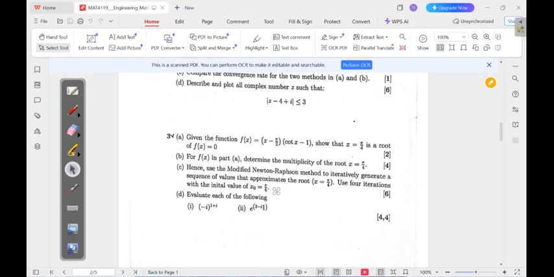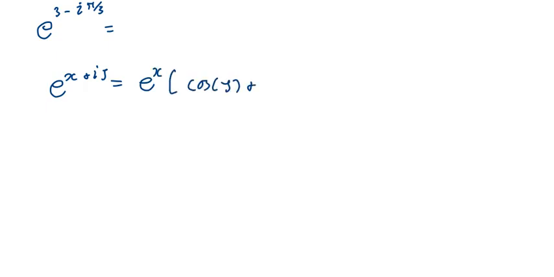Question 3d2. Okay, we have e to the power 3 minus i pi over 3. So once again, I know that e to the x plus iy, I can just write this as e to the x, then we have cos y plus i sine y. There's an i here, by the way.